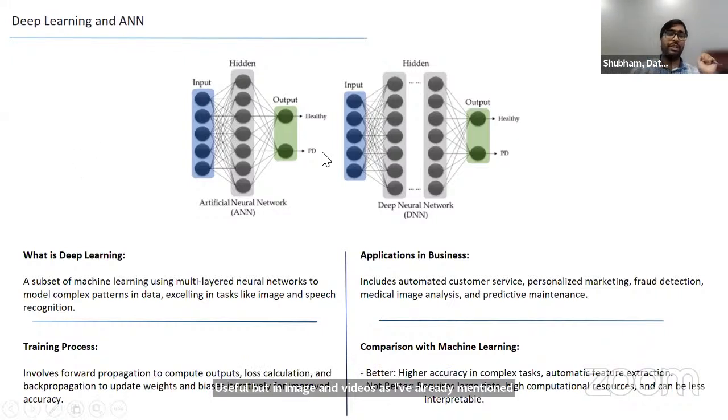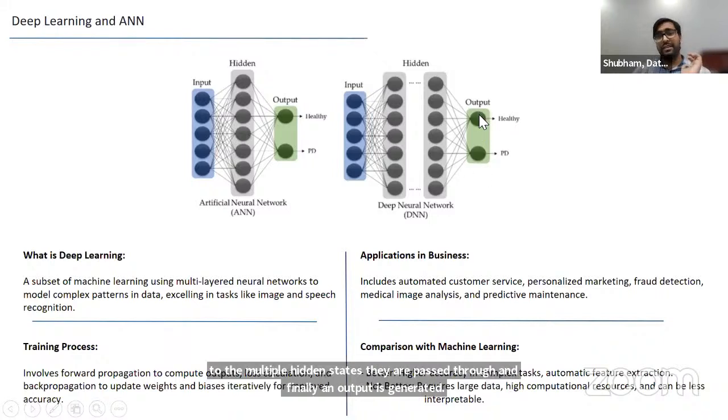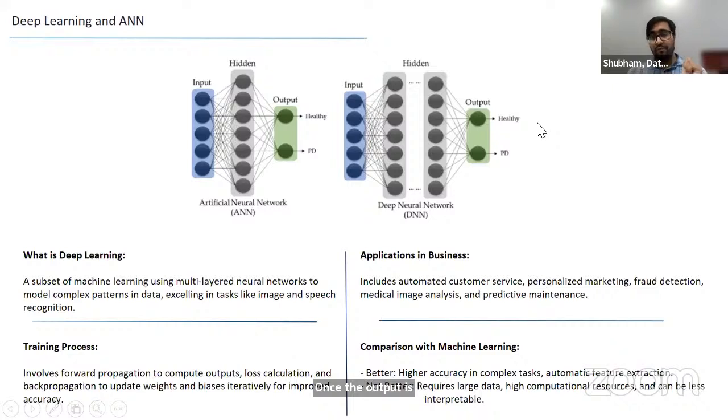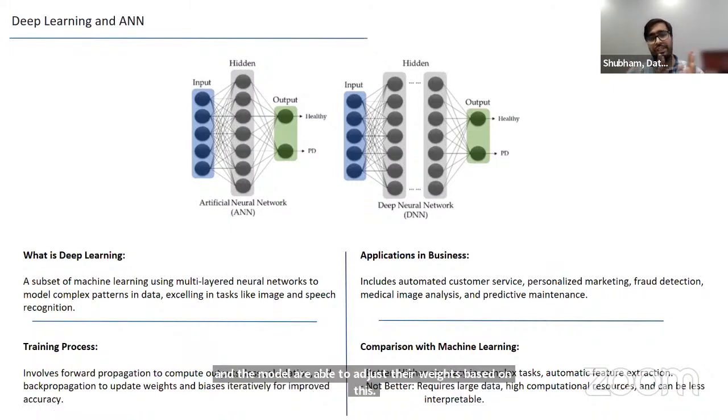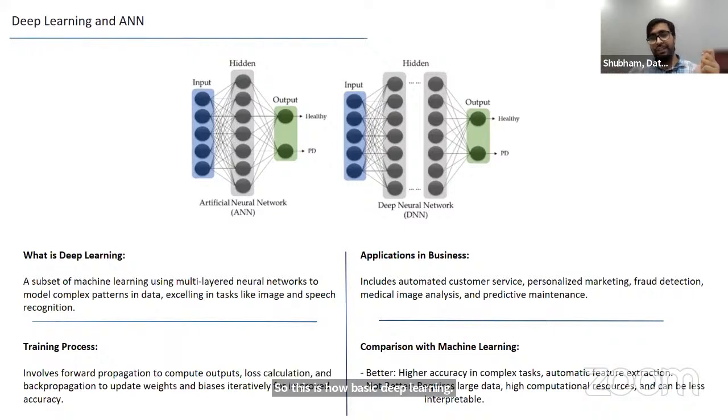So what happens in deep learning is that we feed the input data and pass it through different hidden states, which are finally combined through different weights, and an output is generated. Once the output is generated, we already know what the actual output should be. So we backpropagate the error or loss between the generated output and the actual output into the model, and the model is able to adjust its weights based on this. This is how the basic deep learning concept works. We are feeding the input, the model is learning from experience, and when new data comes in the real world, it will be able to take decisions based on whatever learning the model has gained till now.